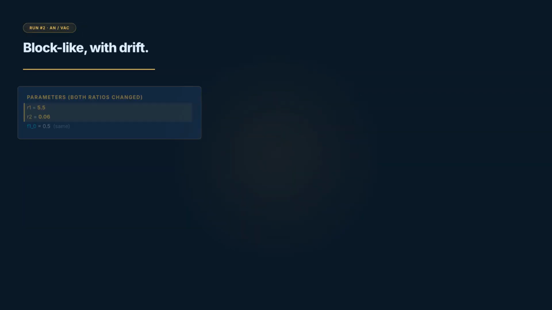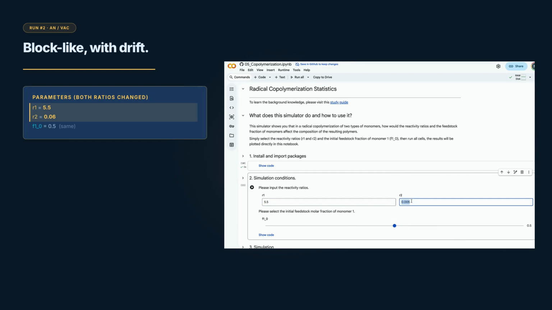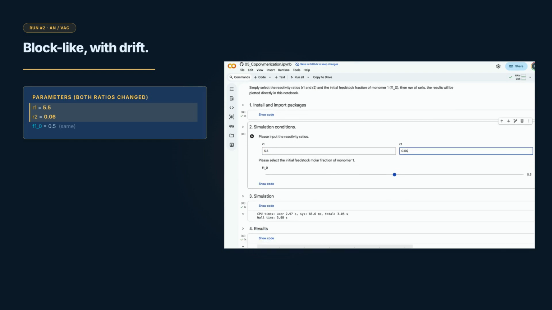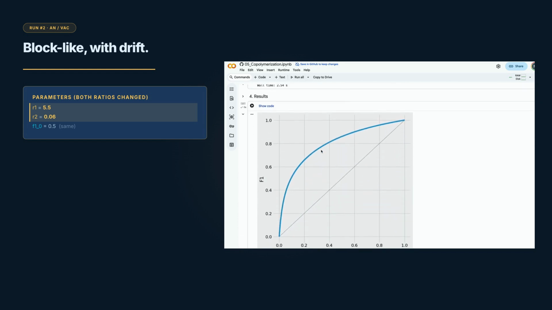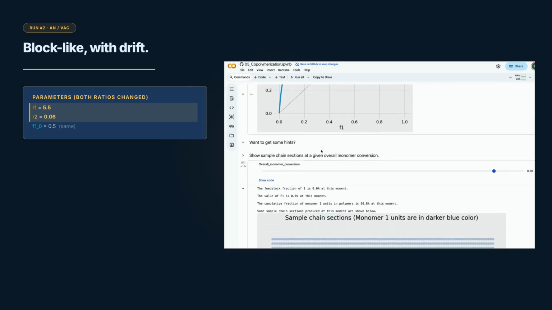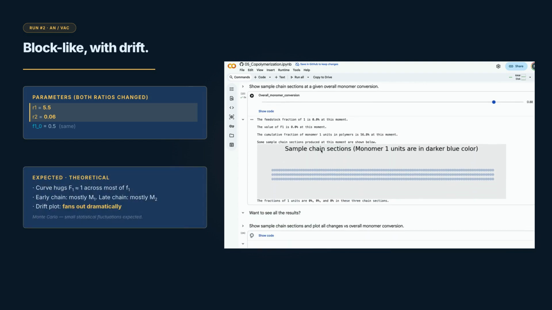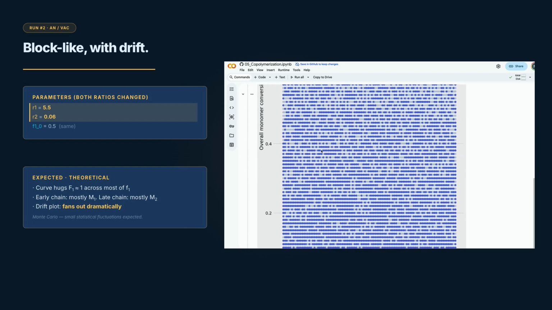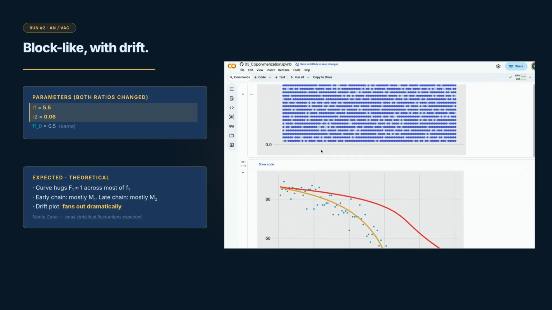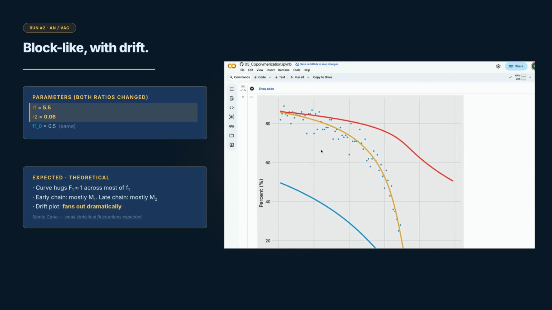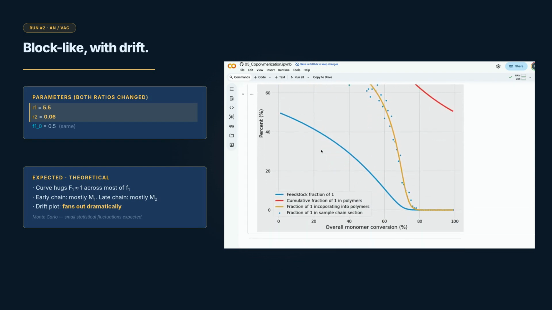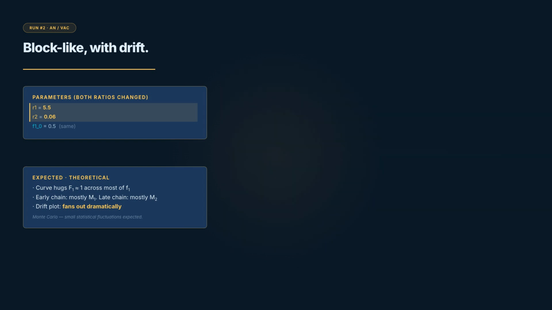Now change the chemistry. R1 to 5.5, R2 to 0.06. Feed fraction still 0.5. Run all. The Mayer-Lewis curve now sits near F1 equals 1 across most of the feed range. Early chain sections are nearly all monomer 1. Late chain sections are nearly all monomer 2. The drift plot fans out dramatically. Same feed, very different polymer.